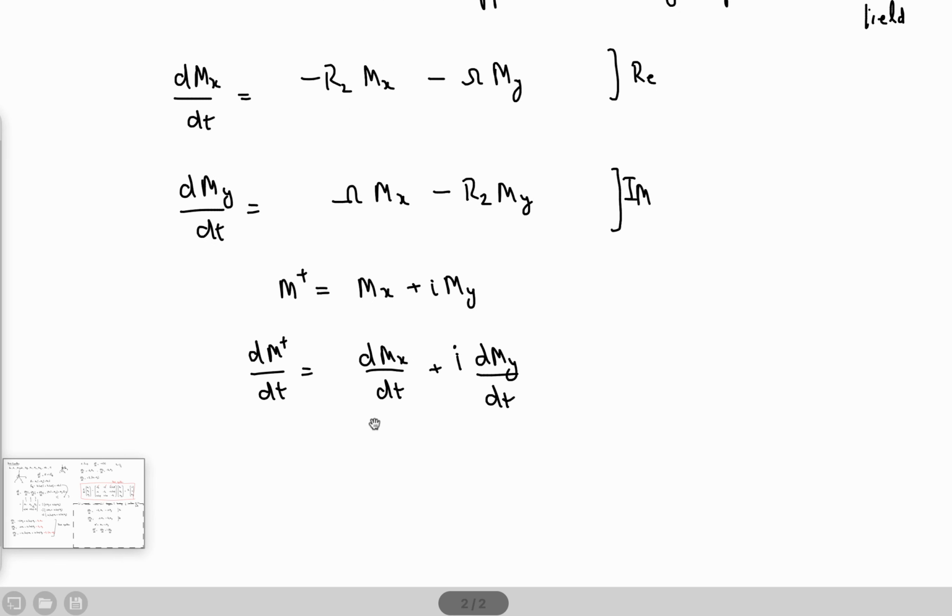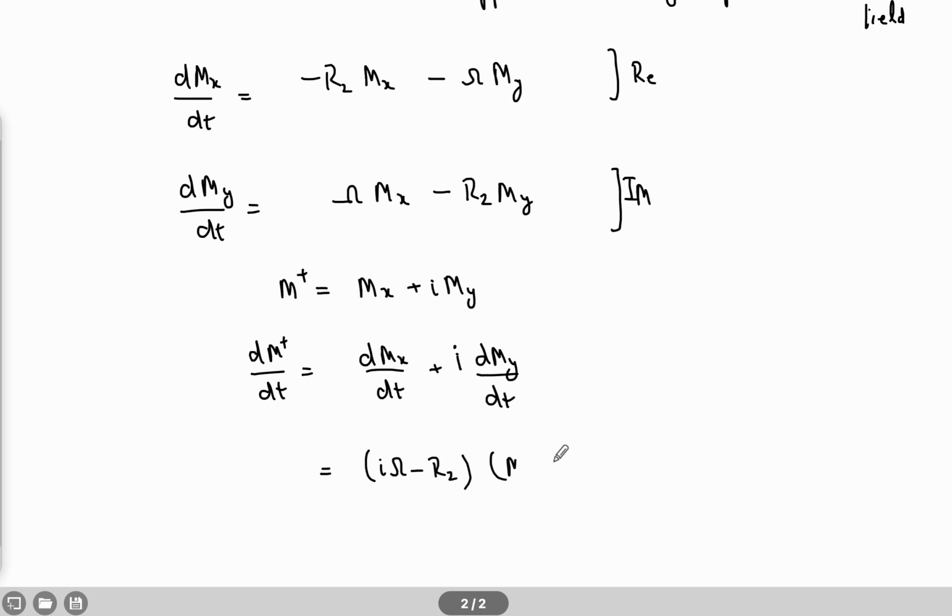Okay, now if you substitute these values into this equation and separate out the variables, what we can get is, we can get i Omega offset minus R2. I'm skipping some mathematics, but all I have done is put in these values for dMx by dt here and put in these values and then separate out the variables. This becomes Mx plus i My. Okay, and this is dM plus by dt. So that means this can also be replaced with M plus. So what I've got here is i Omega offset minus R2, and then this becomes M plus.